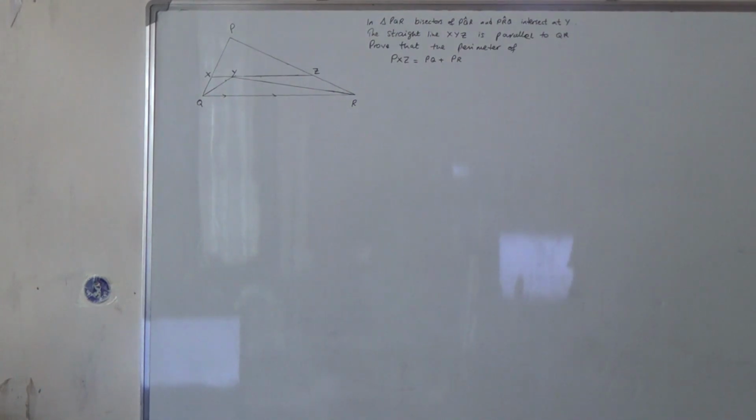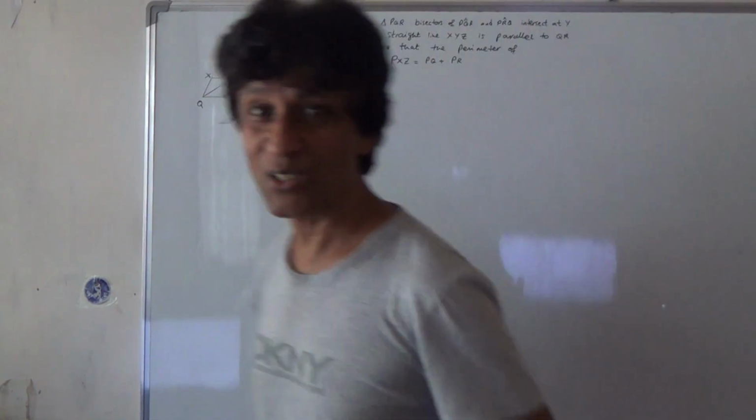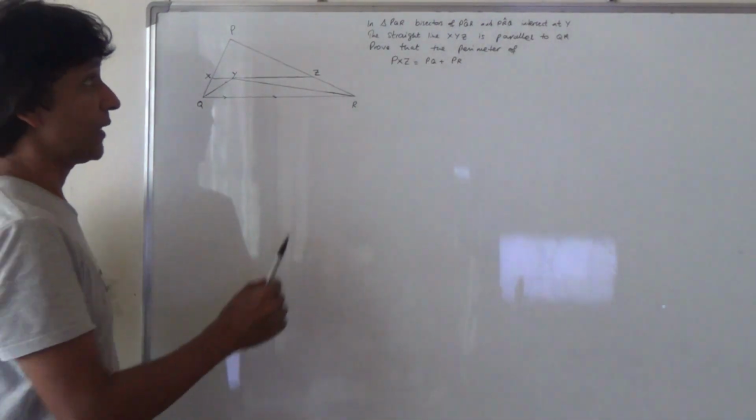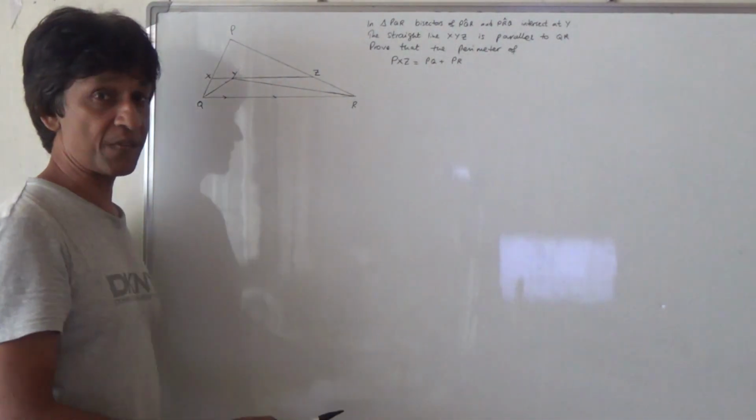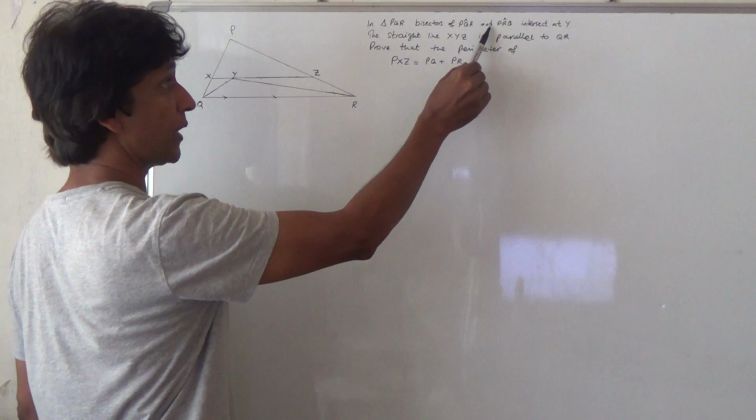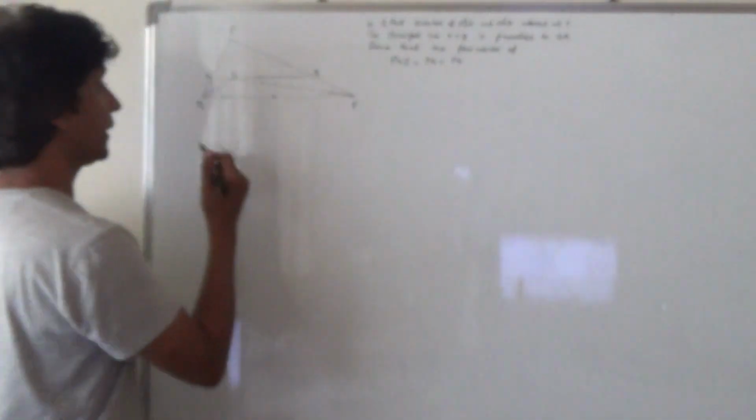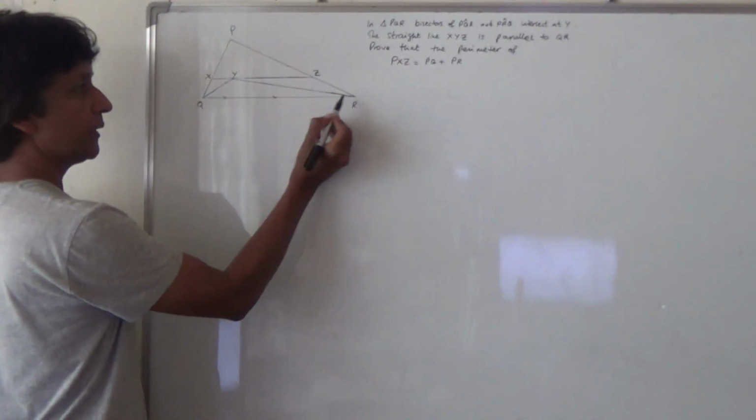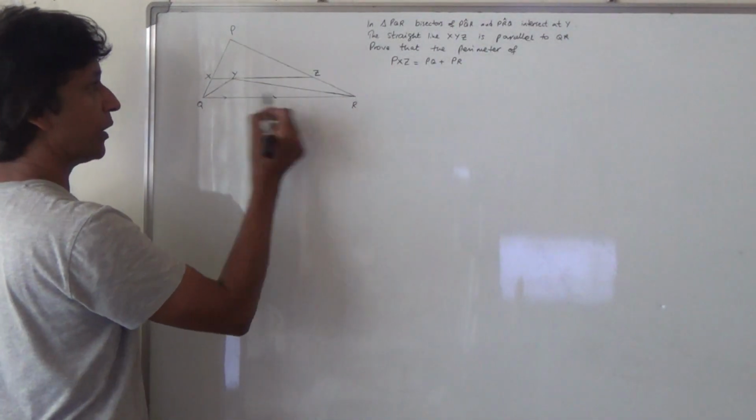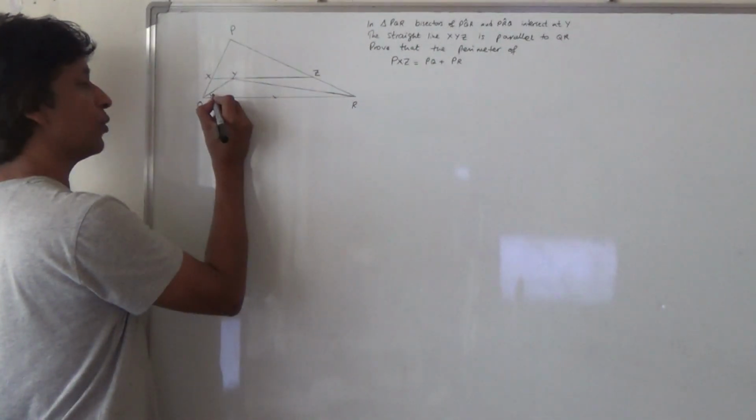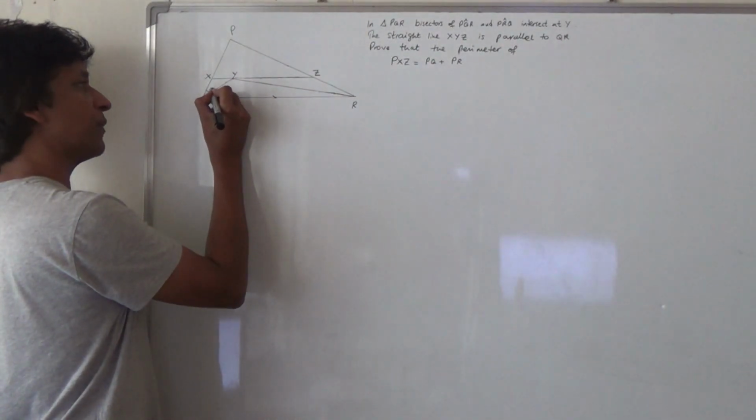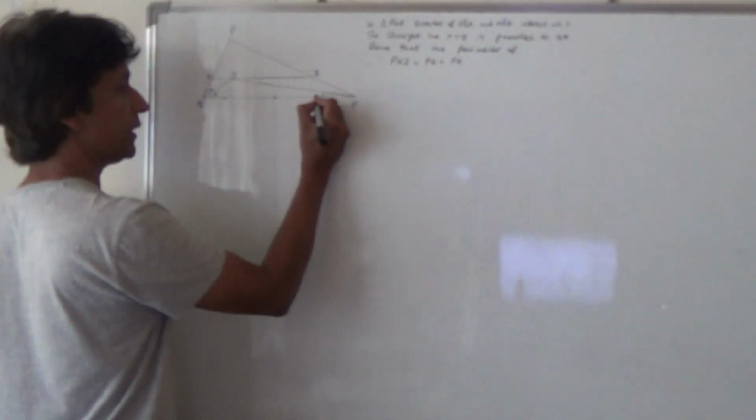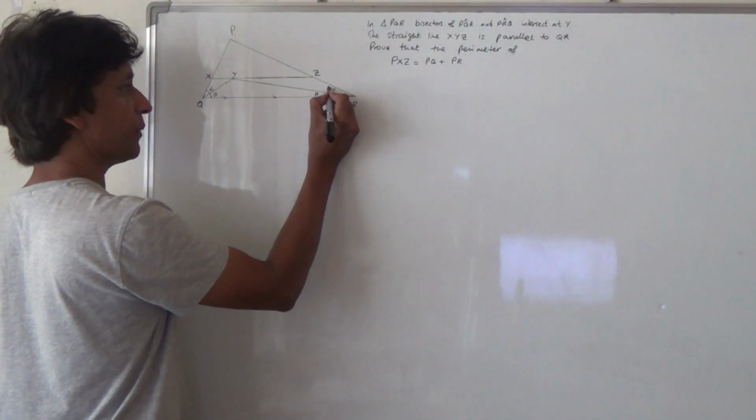Hi, for this question, triangle PQR, in this triangle we've got two bisectors. The bisectors of angle PQR and PRQ intersect at Y. If this is a bisector, I may call this angle theta, and therefore this is going to be equal to theta. And if this is beta, the other one is going to be equal to beta.